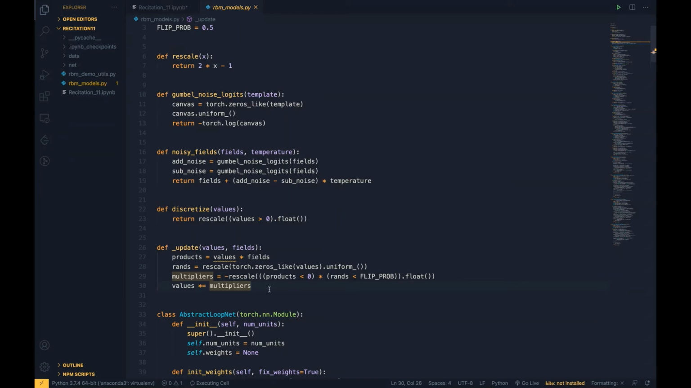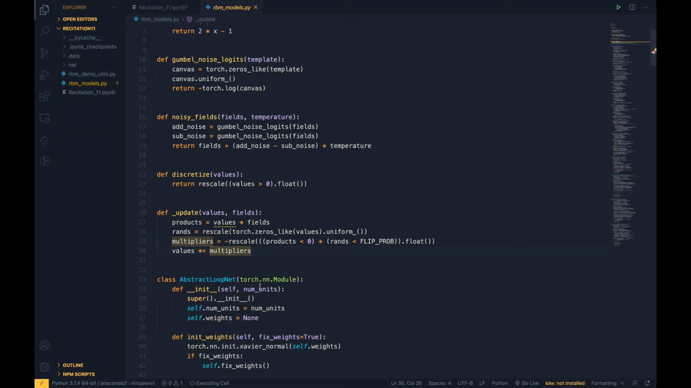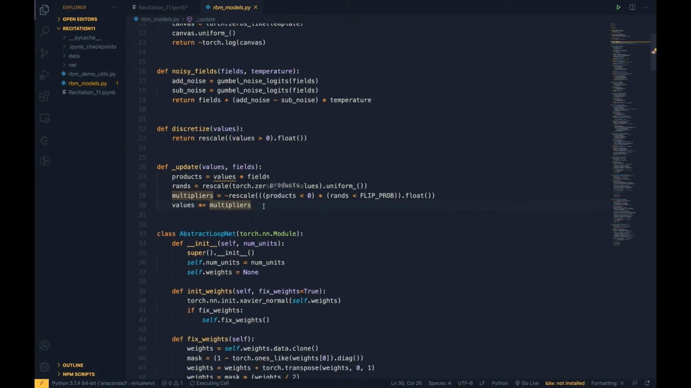As we learned in the lecture, each neuron flips itself to match the sign of the corresponding field. So that's exactly what the update does, and it is implemented in place.